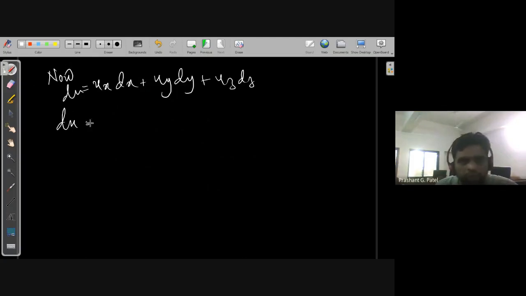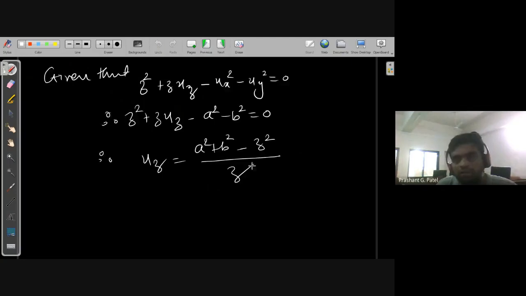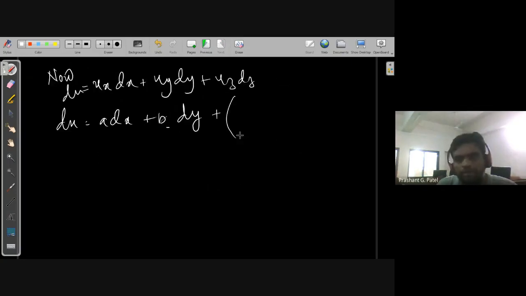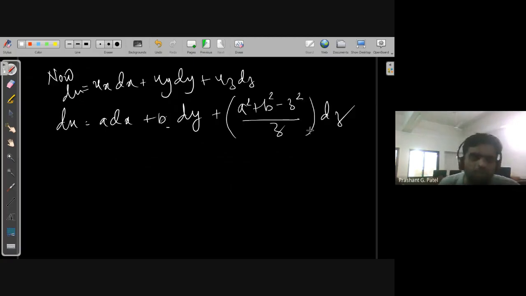So du equals a dx plus b dy, because that is the value of ux, this is the value of uy, and the value of uz we have calculated: (a square plus b square minus z square) upon z, dz. And if you integrate both sides now, to integrate the first one, no problem with this one. For the second one, we need to do some arrangement.